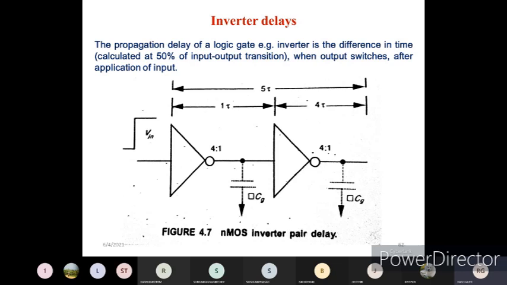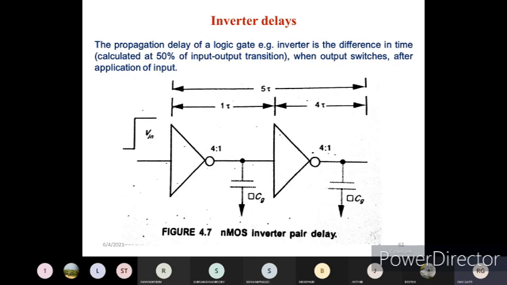4 tau. So the maximum propagation delay which has been incorporated in this given signal, that is an NMOS inverter pair delay, is 1 tau plus 4 tau, so it will be a total of 5 tau incorporated in the inverter's delay. Okay, so this is how you are going to calculate the delay which has been incorporated by all the elements in the given circuits.